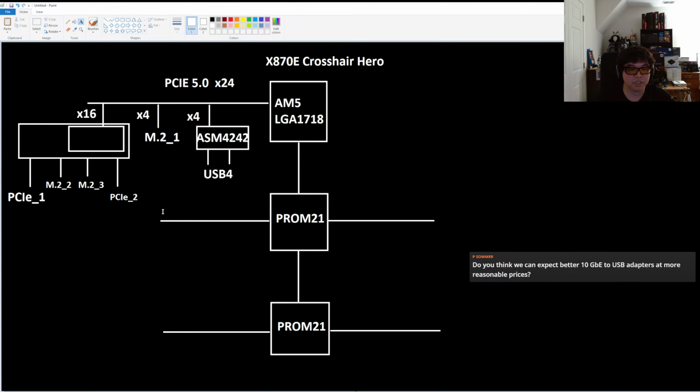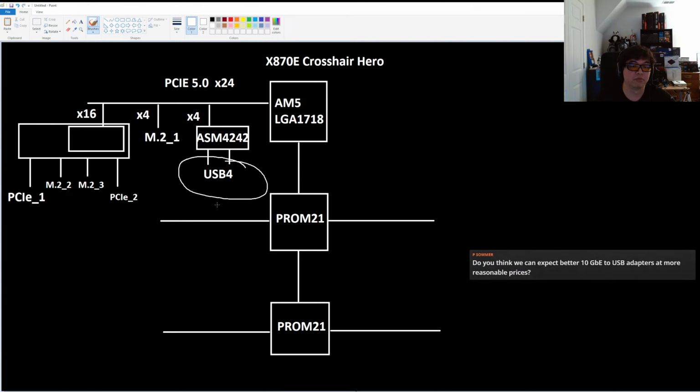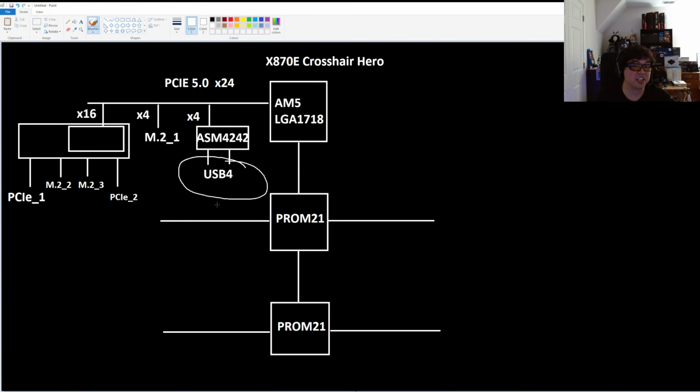Yes. Do you think we can expect better 10 gig USB? Especially with USB 4, yes. Consider the fact that USB 4 is a 40 gigabit port, and a 10 gigabit is a 10 gigabit. So you can actually do 10 gig technically off of USB-C without even using USB 4. But yeah, USB 4 accounts for overhead and that kind of stuff.